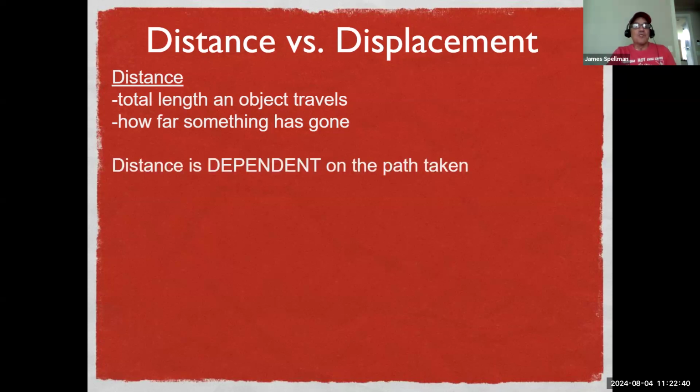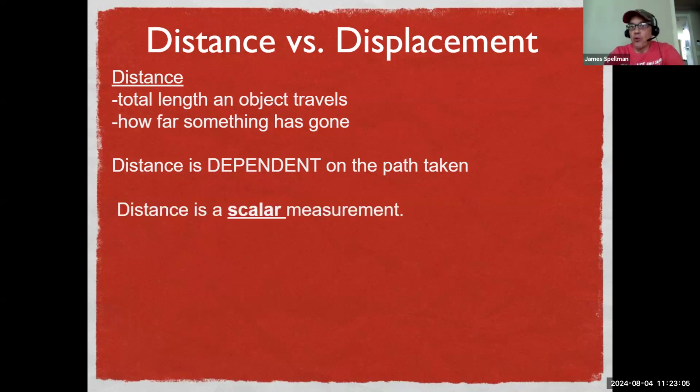Okay, so in other words, the distance depends on the path we take. If we go straight, it adds up. If we have curves, it adds up. If I drive to work and then drive back home, all of that adds up. So it's totally dependent on the path. And if I go out of my way, then my distance is going to be a bigger number than it would if I just took a straighter path.